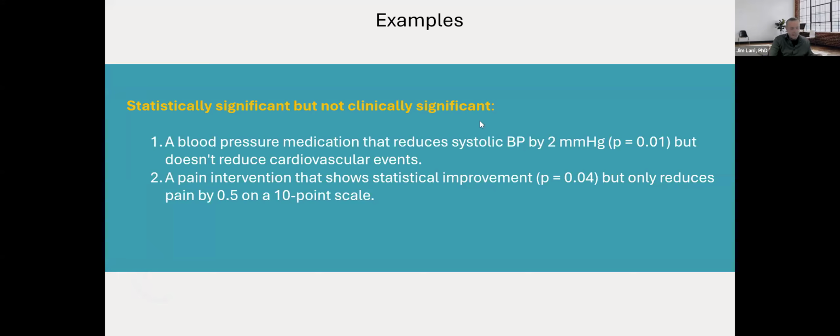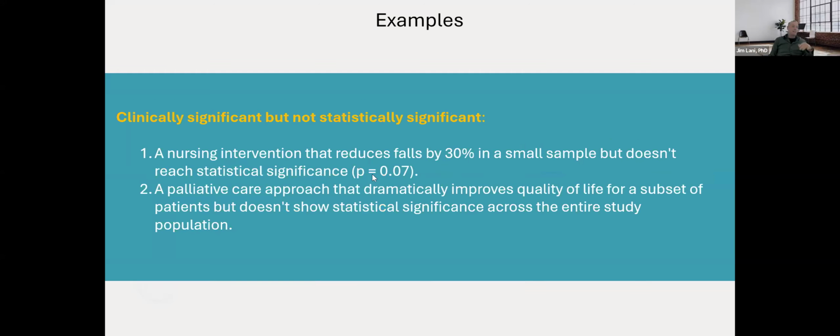Three examples. One, statistically, but not clinically significant. Blood pressure: reduces systolic blood pressure by 2 Hgs, okay? Statistically significant, but doesn't reduce the cardiovascular events or problems, right? Pain medication or intervention: statistically significant, but doesn't move the needle on their actual pain, okay? So statistically, but not clinically.